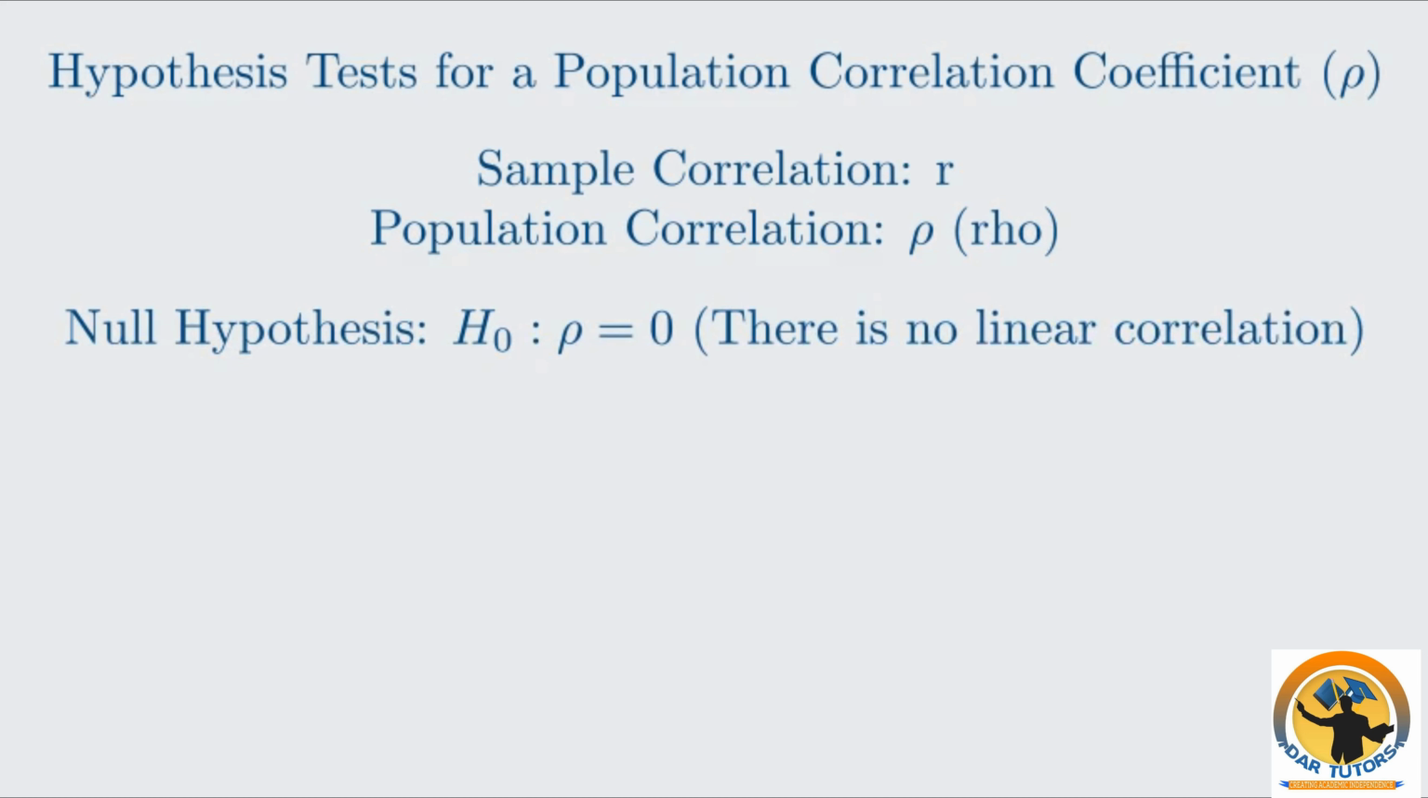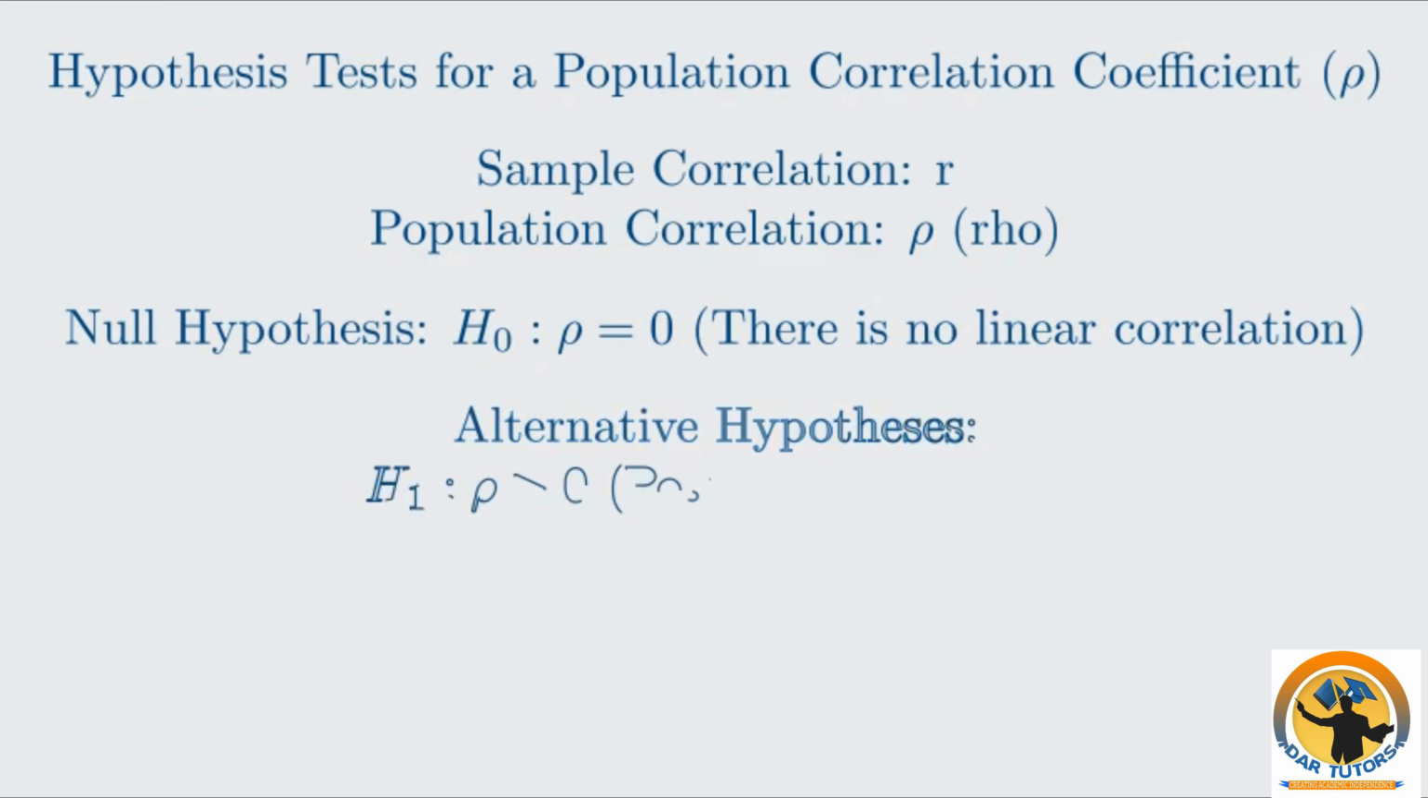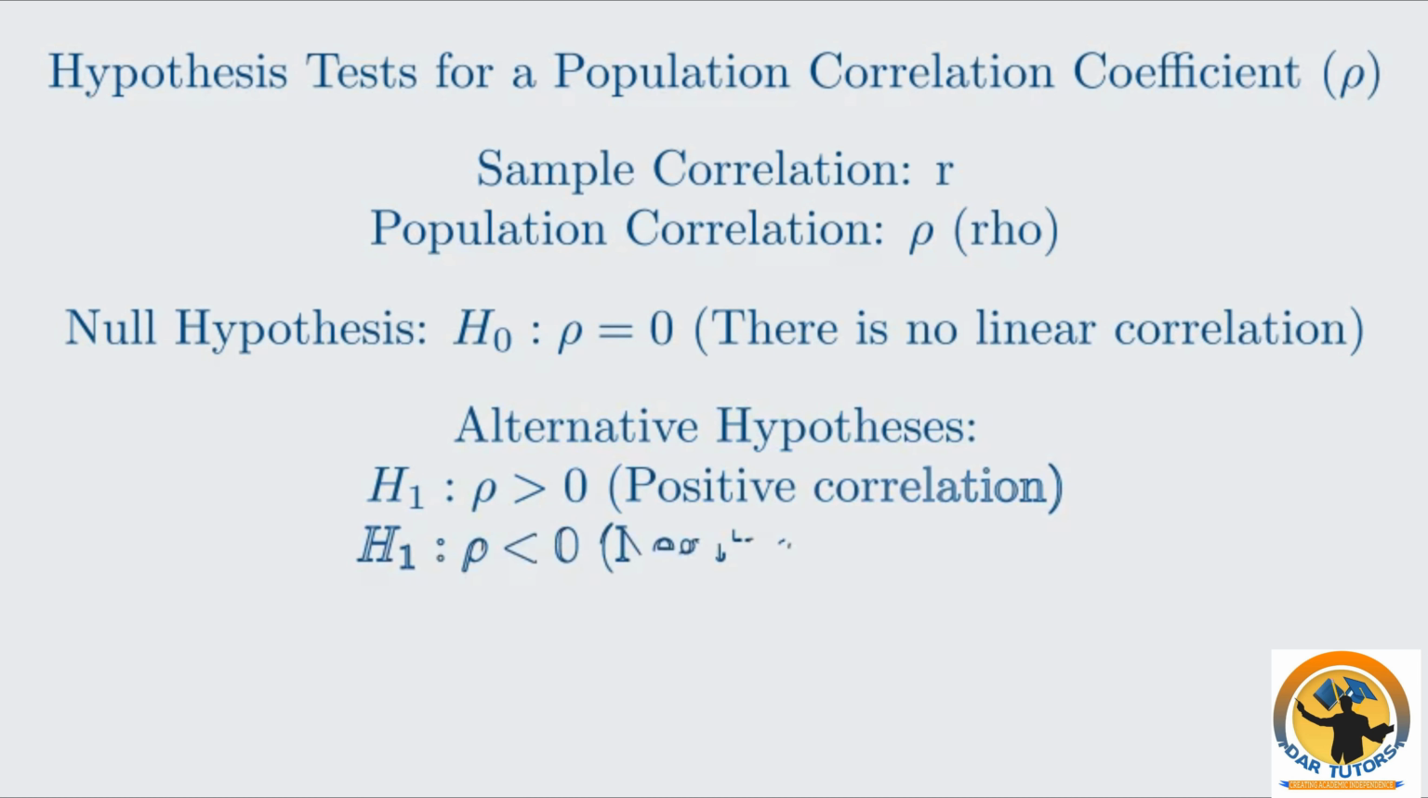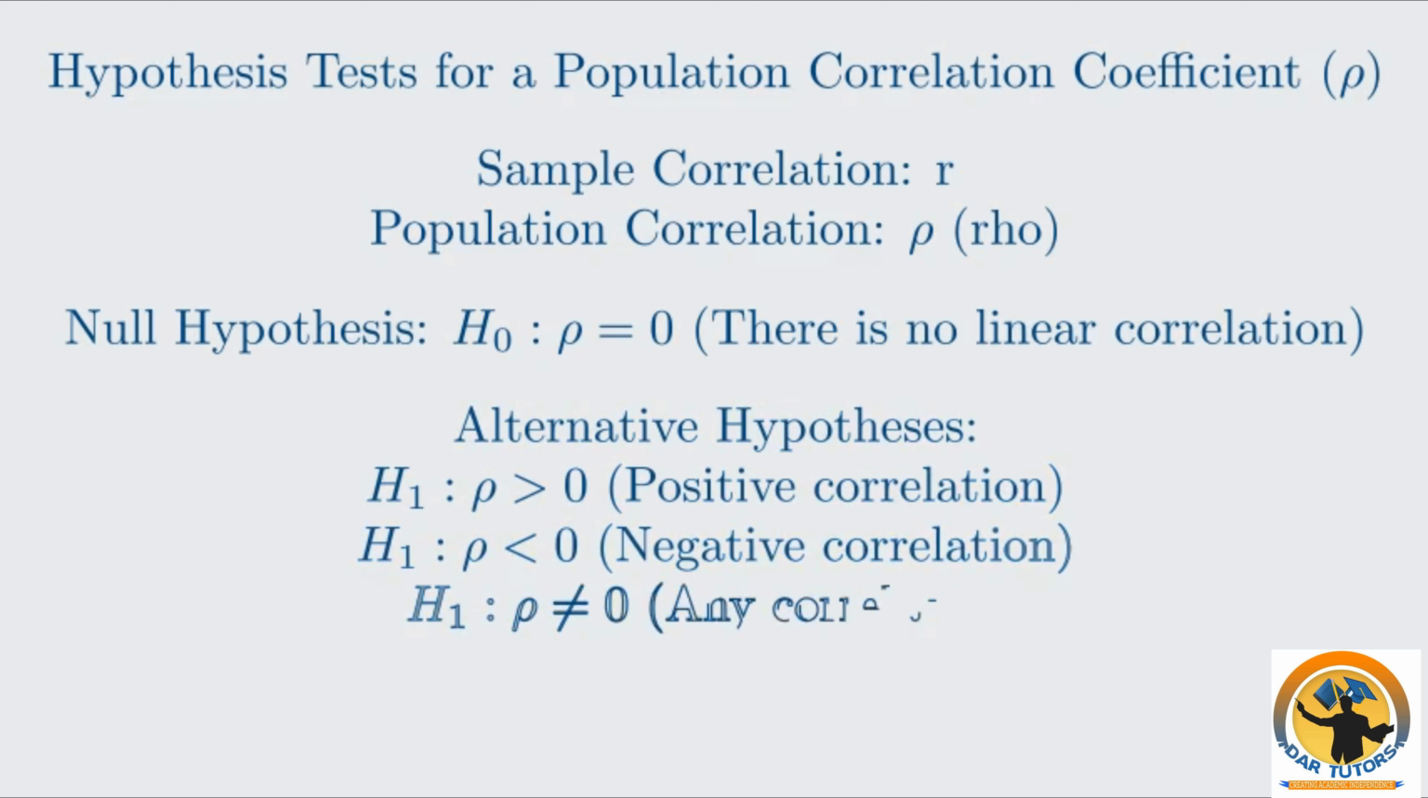The alternative hypothesis depends on what kind of correlation we are interested in. Just like before, there are three options. We can test for positive correlation, ρ > 0, negative correlation, ρ < 0, or any correlation at all, ρ ≠ 0. Notice these match the p-value calculation methods we just saw for the binomial distribution: upper tail, lower tail, and two tails.